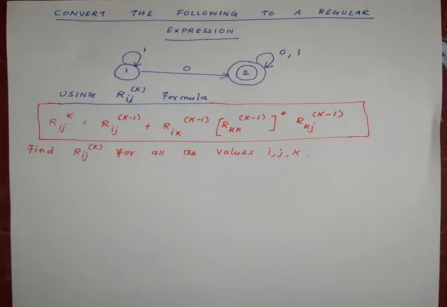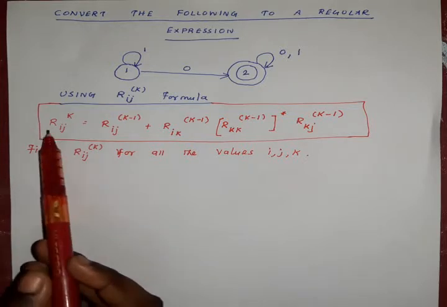The first method is the RIJK formula, and in the last lecture we saw the theorem of the RIJK formula. Kindly refer to that. The second method is the state elimination technique, and the third method is Arden's theorem. So now we will see the RIJK formula. This is the formula.